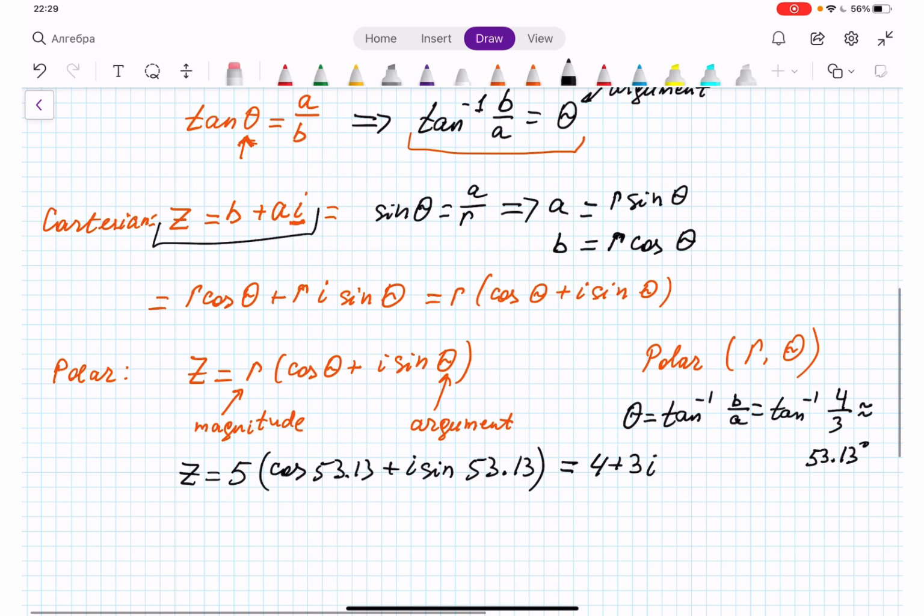Okay, so we learned how to represent a complex number in the polar system and calculate it. Okie dokie.